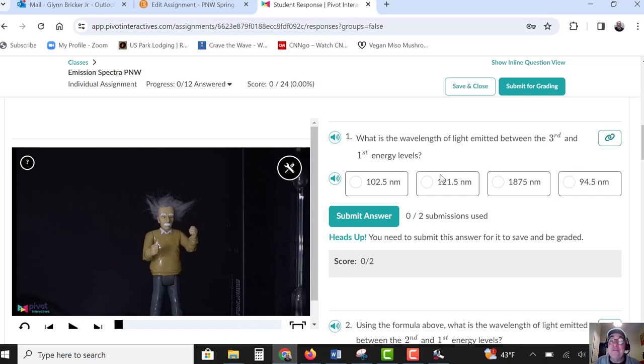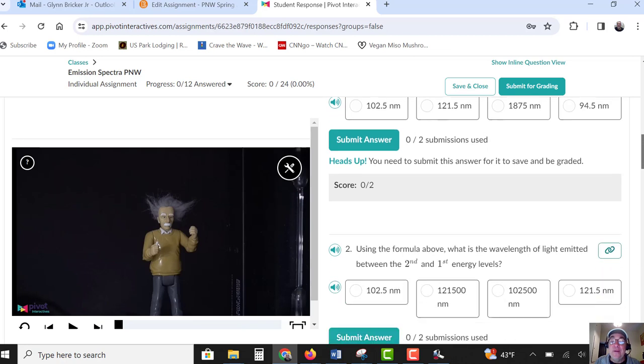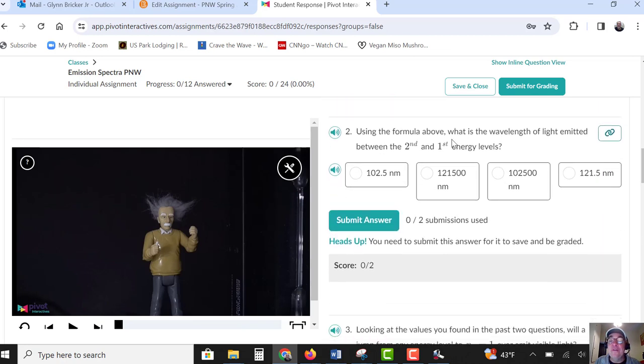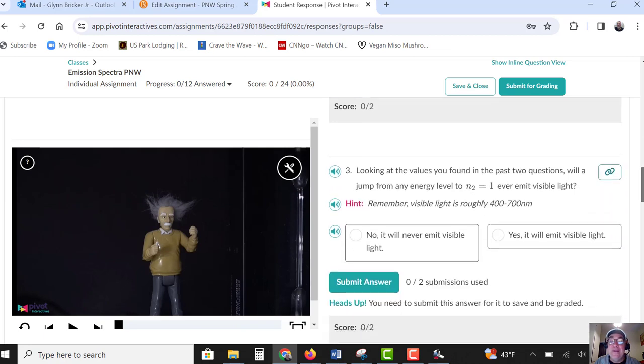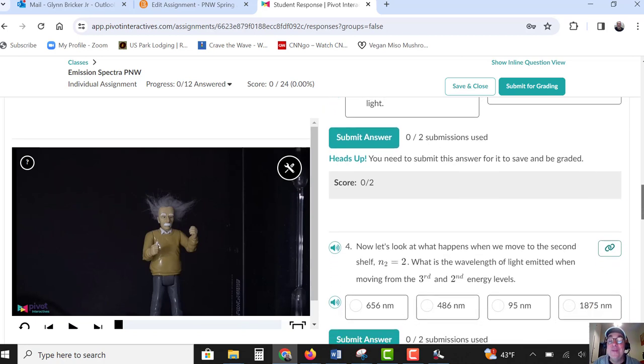This is not visible light here, right? That's not in the visible spectrum. This is the so-called Lyman series. Then we're going from 2 down to 1, same thing, put the numbers in and see what you get. Third one here, looking at the values you found in the past 2 questions, will you ever see visible light? Visible light is 400 to 700, and don't be surprised when you get what you get.